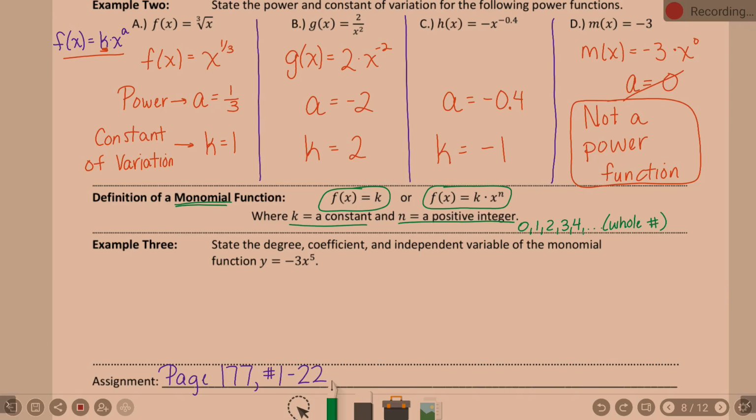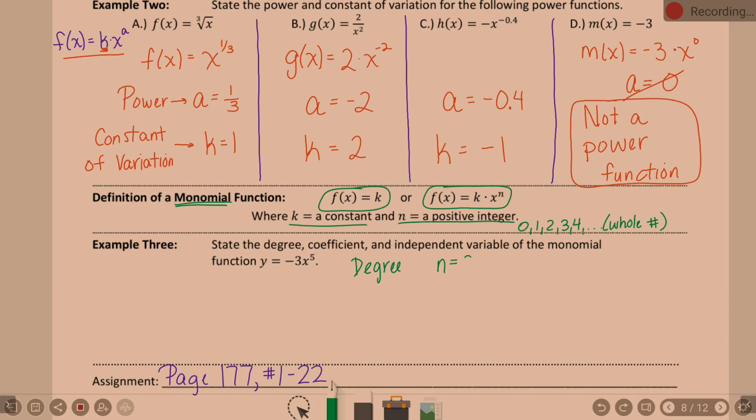Now, I just have one here with example 3. It asks us to state the degree, the coefficient, and the independent variable of the monomial function y equals negative 3x to the 5th. Let's start with degree. What do you guys remember? Degree is 5, right? Okay, it's another name for the power.